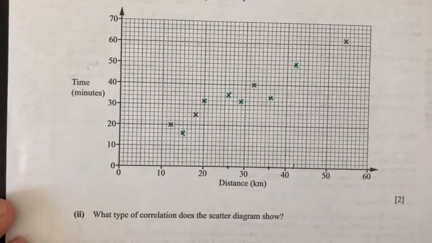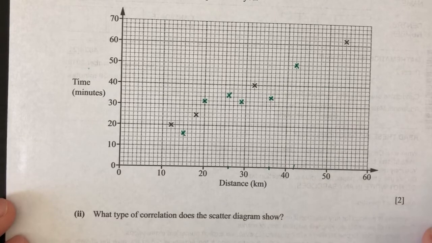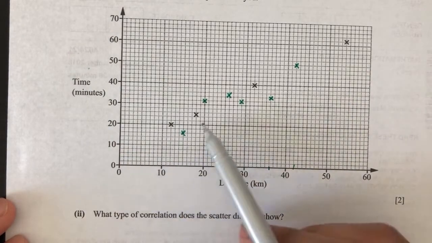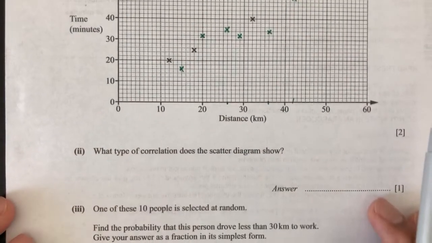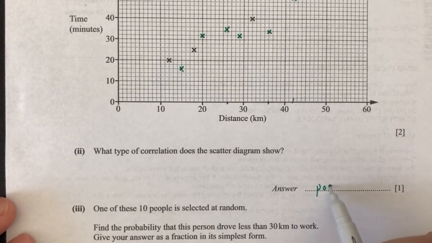So now question part 2. What type of correlation does it show? As you can see, as the distance increases, the value of time goes up as well. If it is in this direction, it means that it is a positive correlation.